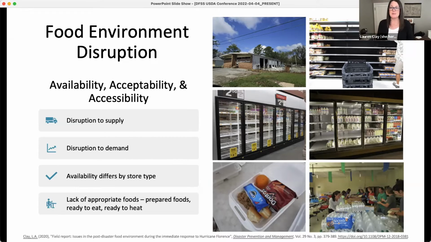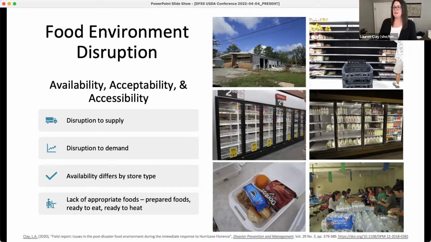Probably sounds really similar to what all of us have dealt with during COVID. It mirrors other types of hazards exactly. We also see that availability really differs by store type. The two middle photos are the milk aisle at two different stores taken on the same day. The left picture is a big box store where they sell groceries as well as other household items. And the photo on the right is a local grocery store that sells groceries only.